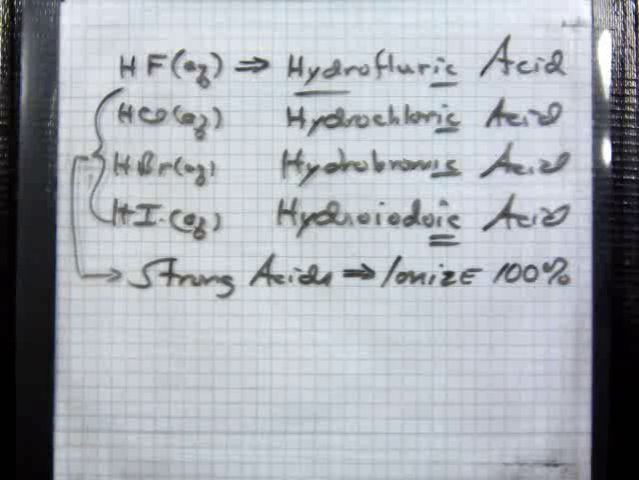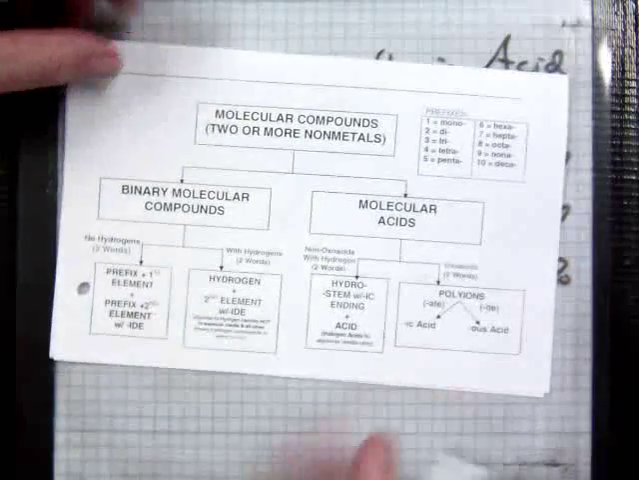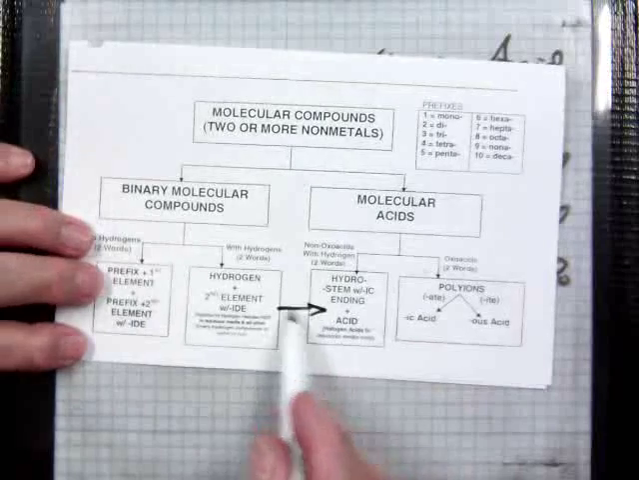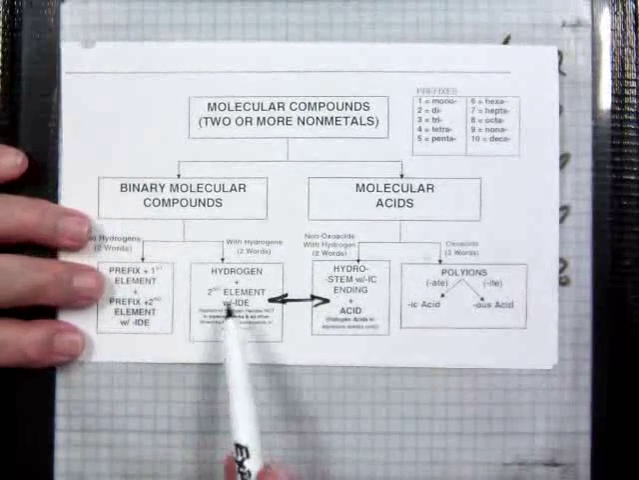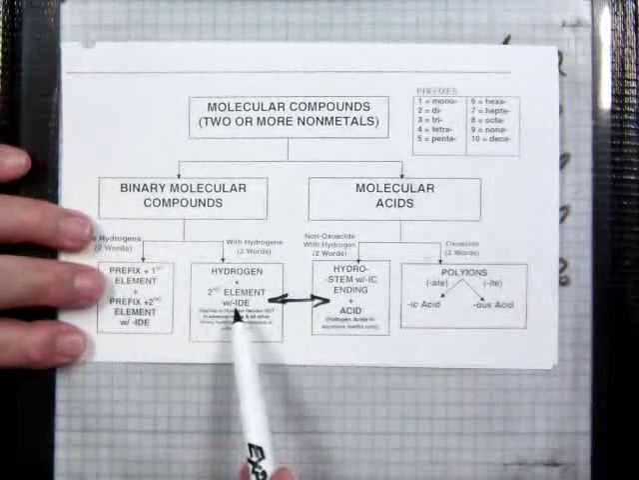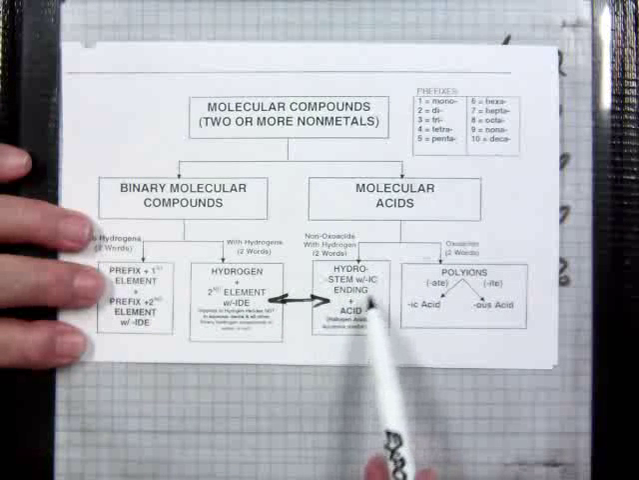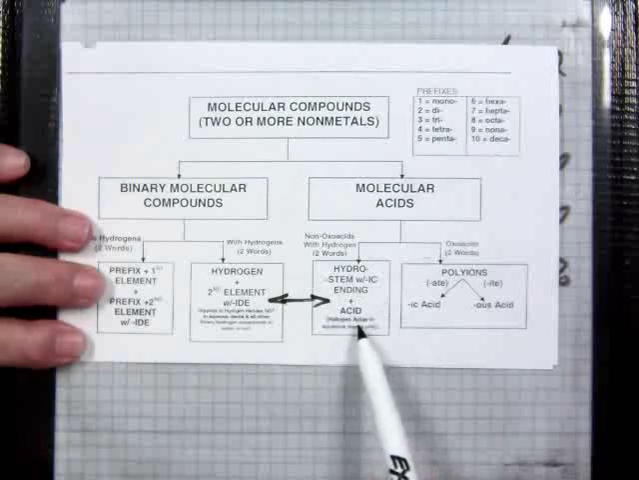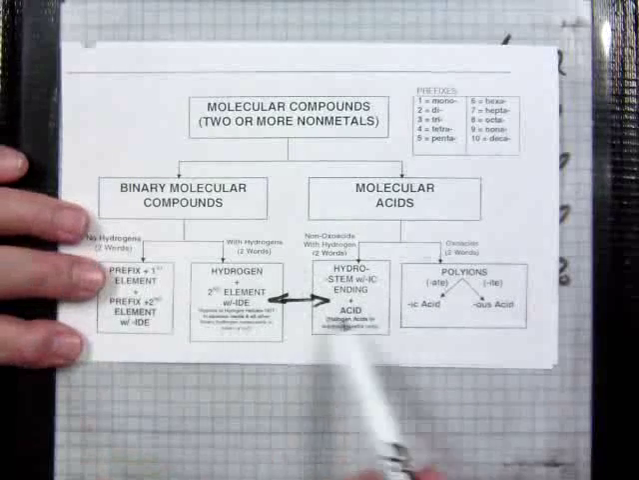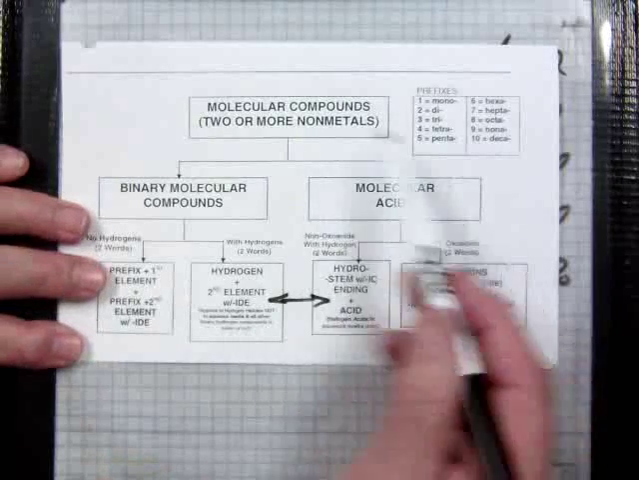Okay. So looking back at our chart, you can see how these two come together in that last note here. One's a hydrogen halide and one's a hydrohalic acid with an ic acid attached to it. And so you can see those rules. And they come under the heading, of course, molecular acid.